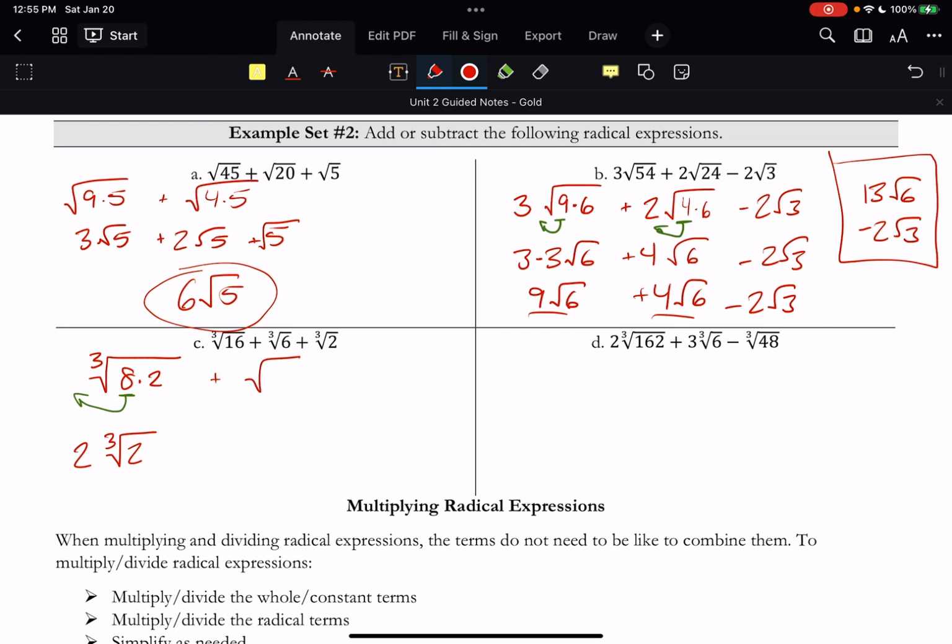Plus the cube root of 6. I can't simplify that down at all, so that's just going to come along. Plus the cube root of 6, and then plus the cube root of 2. So now I need to look, can I combine anything? And I can combine my first and my last term. So I add their coefficients, so that gets me now a final answer of the cube root of 6 plus 3 times the cube root of 2.